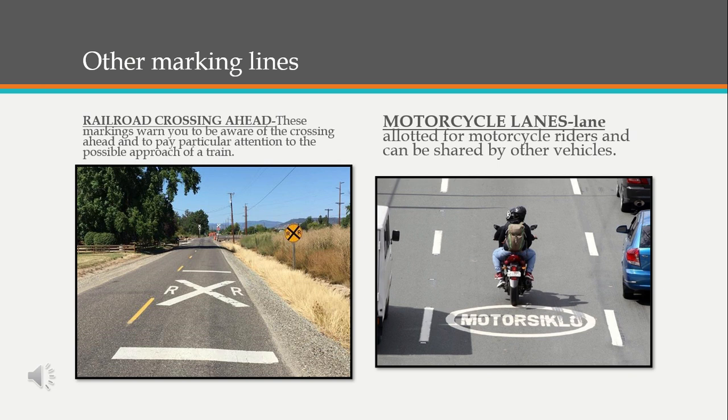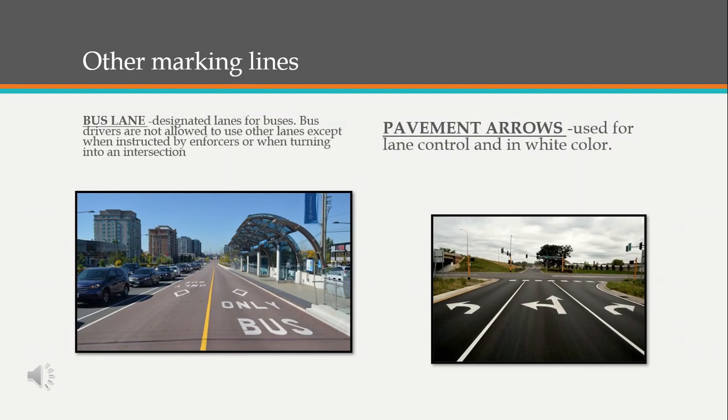Motorcycle lanes. Lanes allotted for motorcycle riders and can be shared by other vehicles. Bus lane. Designated lanes for buses. Bus drivers are not allowed to use other lanes except when instructed by enforcers or when turning through an intersection. Pavement arrows. Used for lane control and in white color.